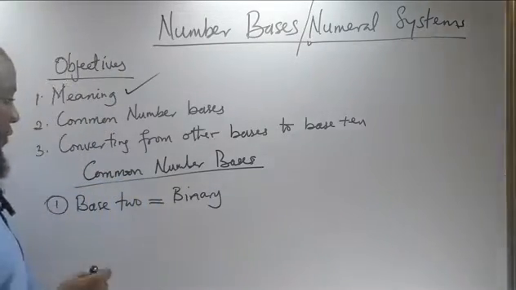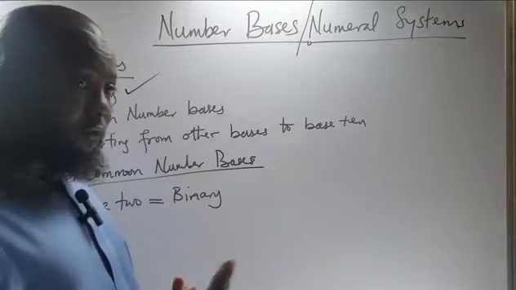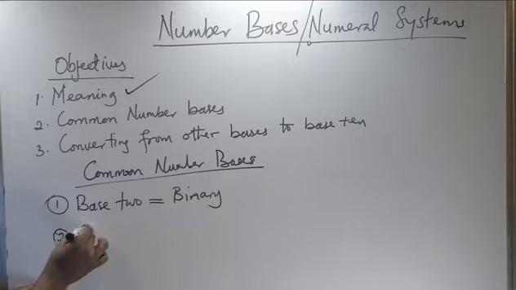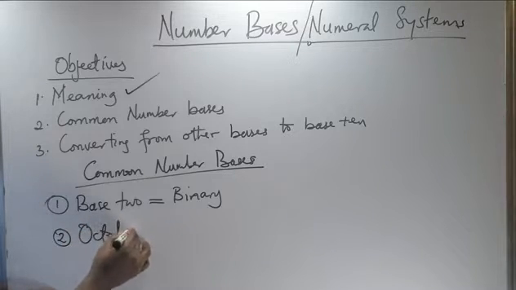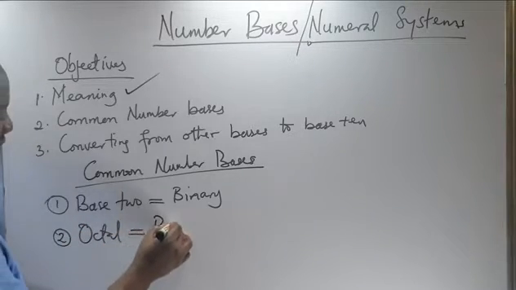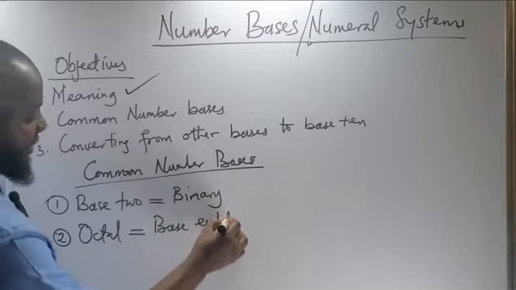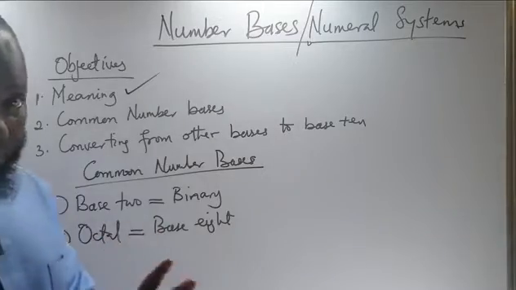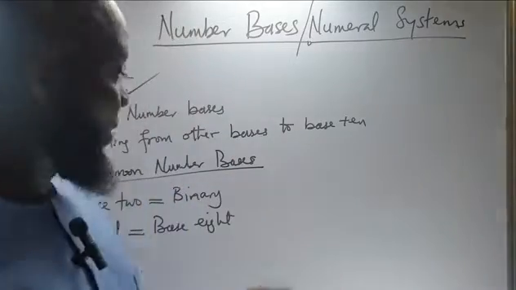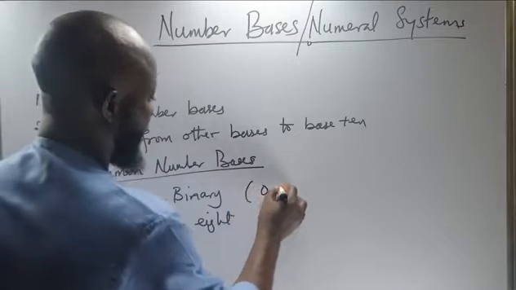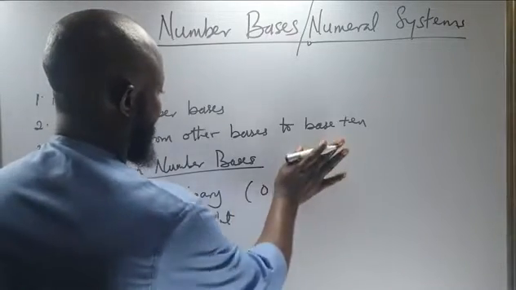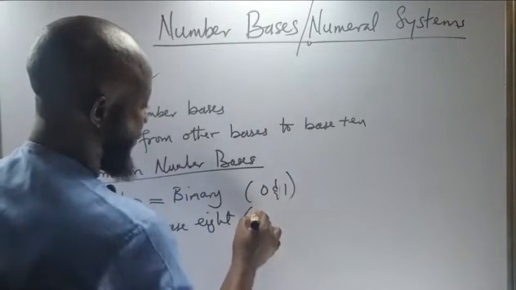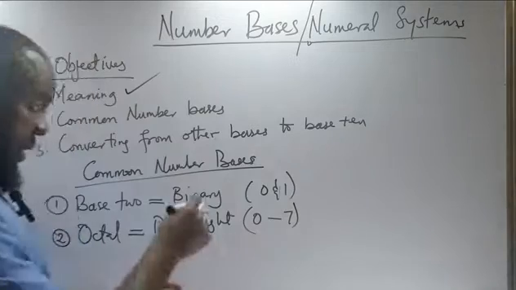Then we have base 3, 4, 5, 6, but the more common ones are the ones I'm talking about here. We also have octal, which is also known as base 8. This one makes up 8 digits from 0 to 7. Here we have 0 to 7.